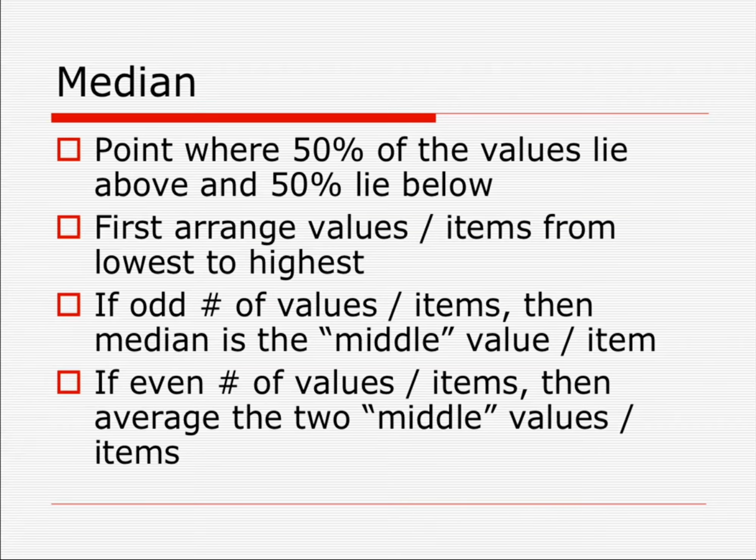Now, median is the point where 50% of the values lie above and 50% of the values in this data set lie below. To calculate median, you arrange the values, items from lowest to highest, or you could even go highest to lowest. And you find the value in the middle. If it's an odd number, that's pretty easy. You find the middle value, and that is the median. However, if you have an even number, you're going to have 2 values or items that are in the middle. Which one is the median? Well, that's where you would take the average of the 2 in the middle, and that would give you the median.